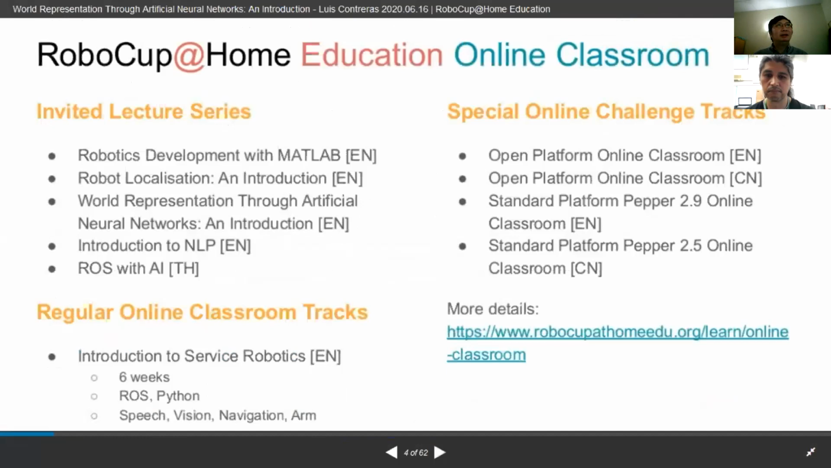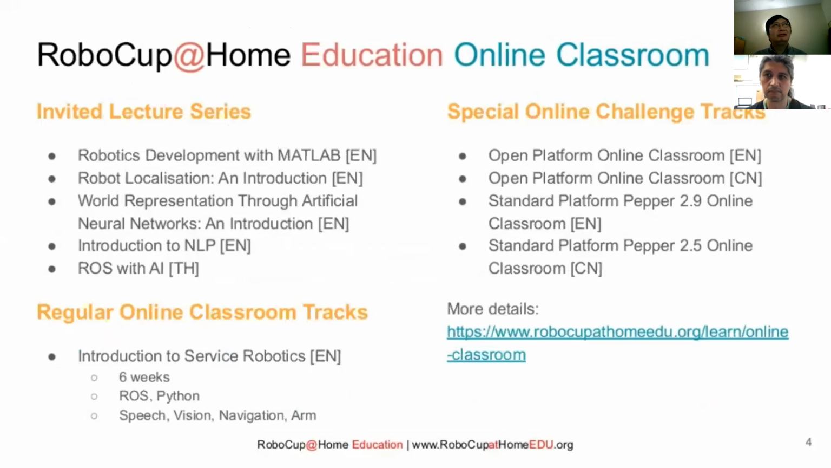Okay, so this online classroom started with a regular online class track, in which we introduced a 6-week class to the public about how to build service robots. You can head to our website, the link over there, to see the details of the content. And for the online challenge that happened recently, over these 3 months, we also arranged a special track where we introduce beginner teams and newcomers to how to build robots with the open platform and also the standard platform. We have the SoftBank Pepper as a standard platform, and you can find out more information on our website.